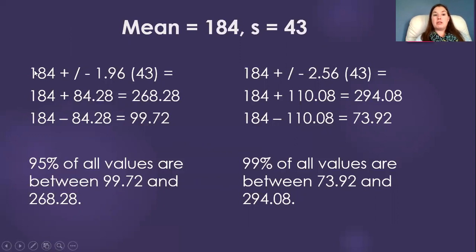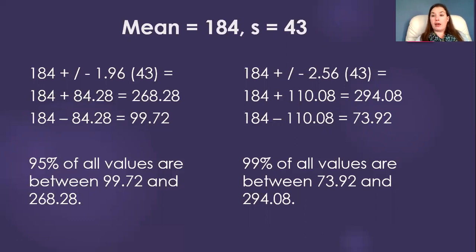So again, the formula is mean plus and minus. It's not because you're doing both, plus and minus. The 1.96 times the standard deviation gives us the 95% confidence interval. So 1.96 times 43 is 84.28. We're first doing it with the addition. So 184 plus 84.28 gives us a high end of 268.28. Then we do the 184 minus the 84.28 to get a low end of 99.72.